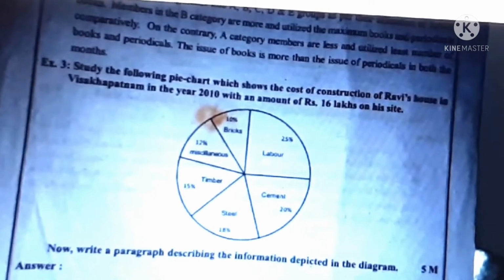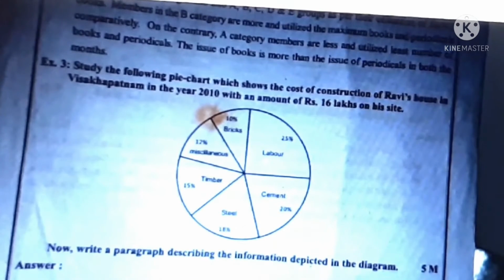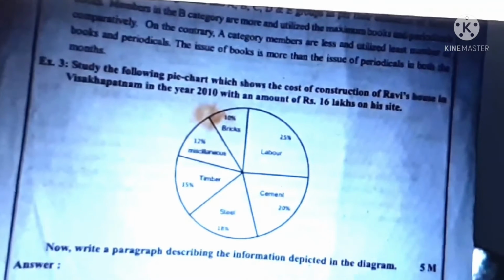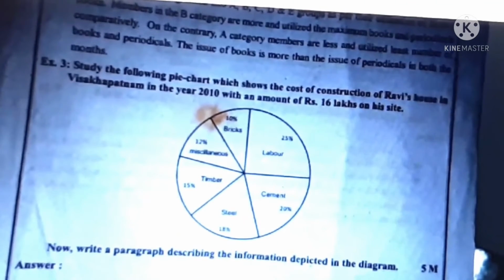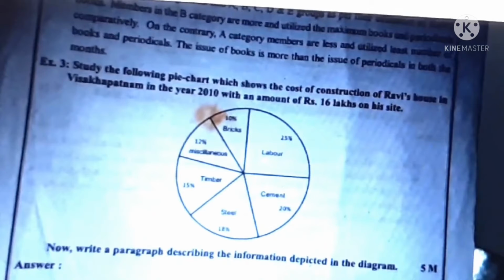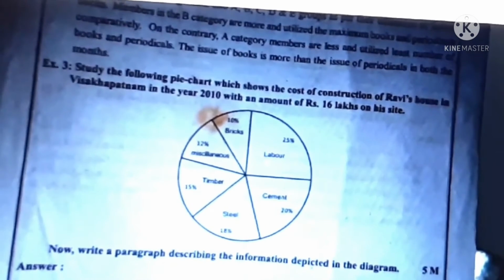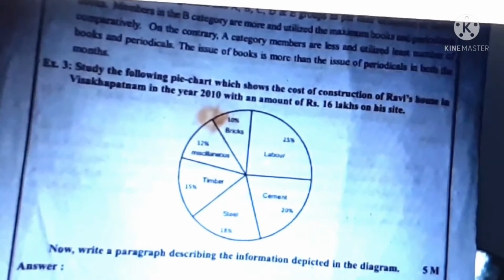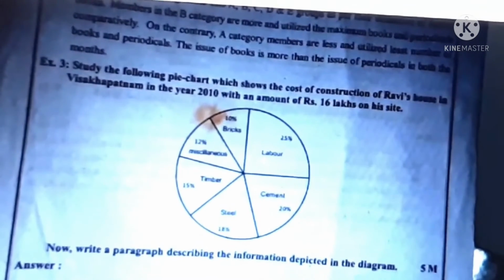Okay, before that pie chart or bar diagram, anything will be there. Whatever it is, write it as it shows. After that, write whatever is given. This is the third line. Here it shows the cost of construction of Ravi's. Something is there. Write all that line. Okay, that is the third line.